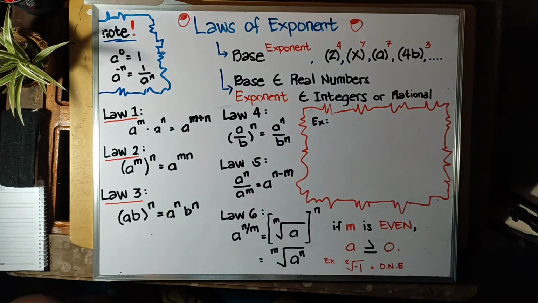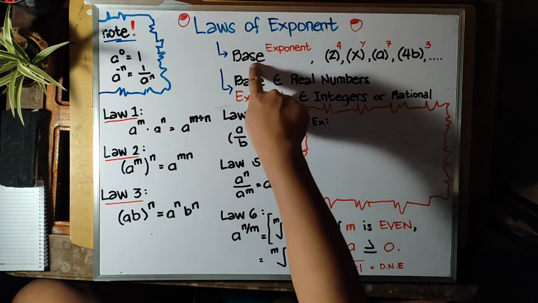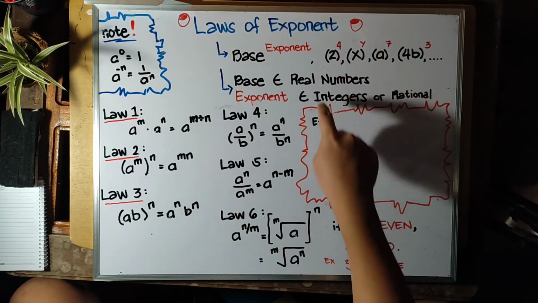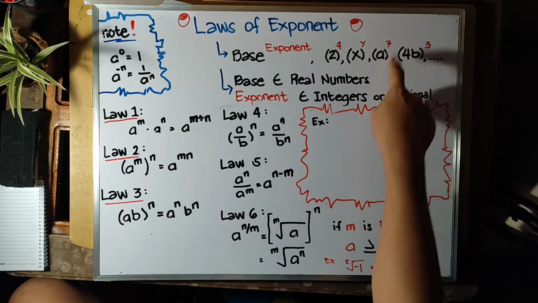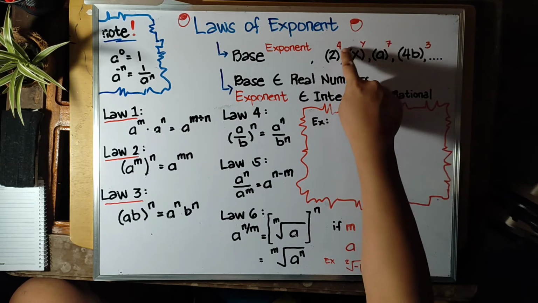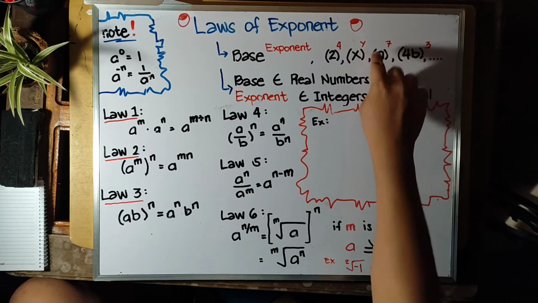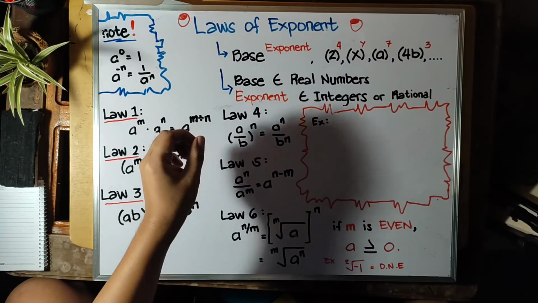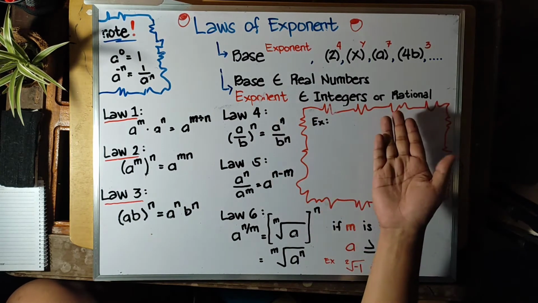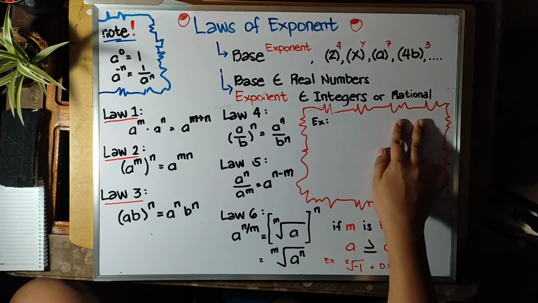Now let's talk about the laws of exponent. In terms of its structure, we see it as the base raised to an exponent. Say for example, 2 raised to 4, x raised to y, a raised to 7, 4b raised to 3. 2 is the base, 4 is the exponent, x is the base, y is the exponent, and so on. In this discussion, let us just focus where the base is any real number. The exponent is either an integer or a rational number.